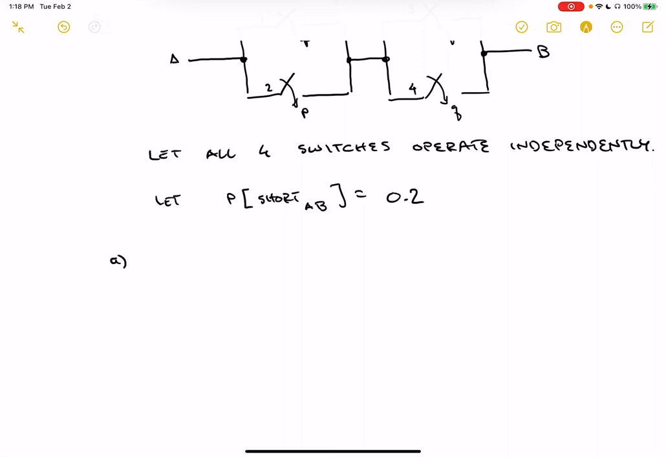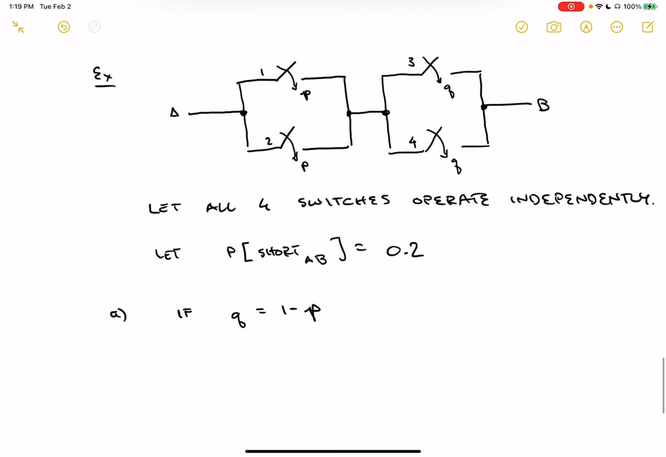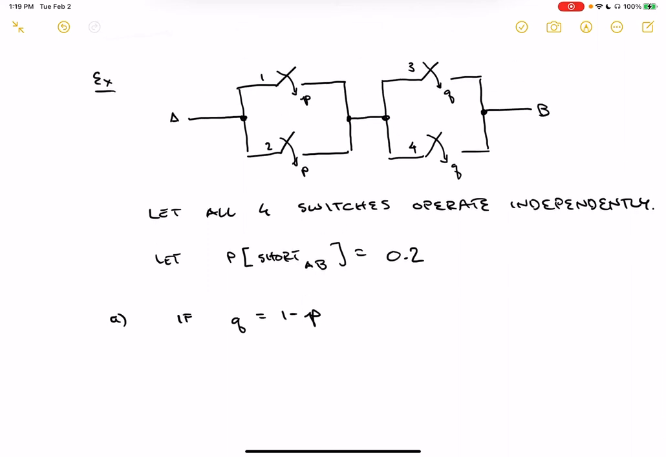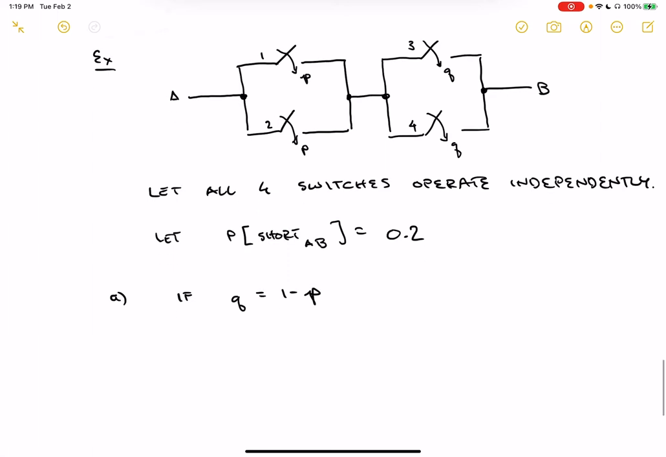So let's look at some different cases. Let's start out in A and say that if Q is equal to the complement of P, so Q equals 1 minus P, what would that mean? That means the more likely it is for the first set of switches to close, then the less likely it is for the second set of switches to close. So we're going to let these two have complementary probabilities.